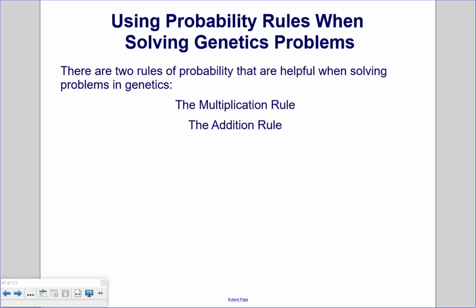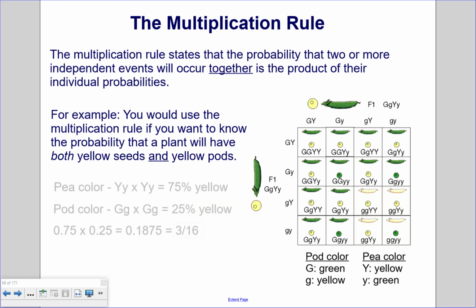Using probability rules when solving genetics problems. There are two rules of probability that are helpful when solving problems in genetics: the multiplication rule and the addition rule. The multiplication rule. The multiplication rule states that the probability that two or more events will occur together is the product of their individual probabilities. For example, you would use the multiplication rule if you want to know the probability that a plant will have both yellow seeds and yellow pods.